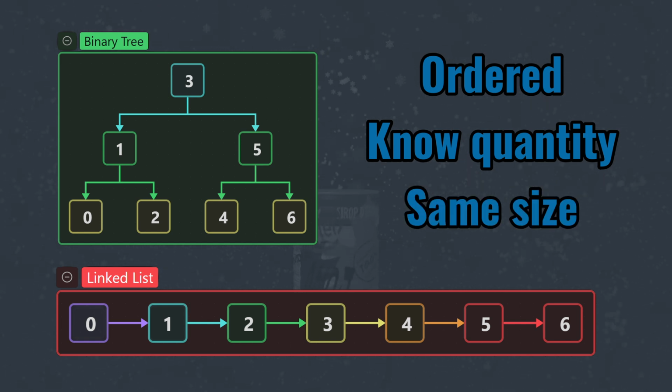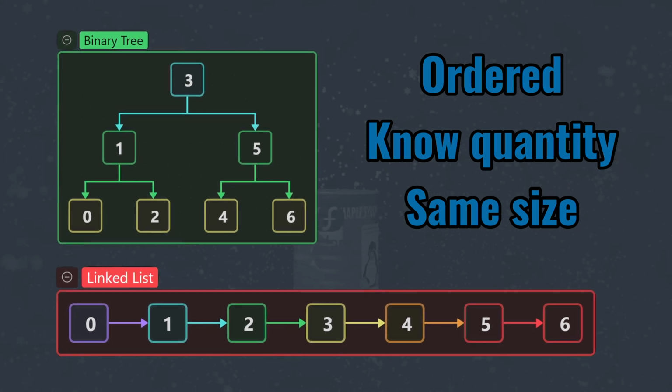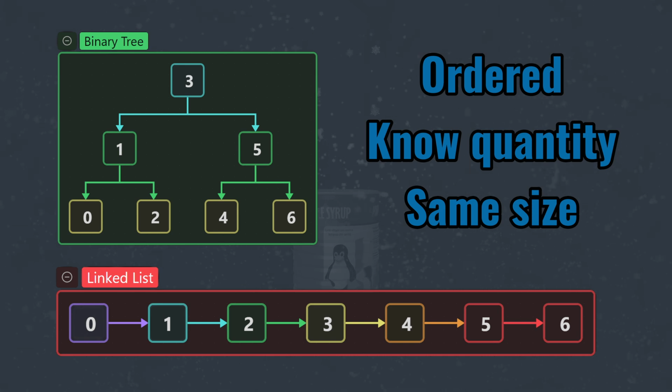So remember that those 3 things are really important if we want to transform a linked list into a binary tree. Because if you see, what we have here is exactly the same thing. Our binary tree is our linked list.